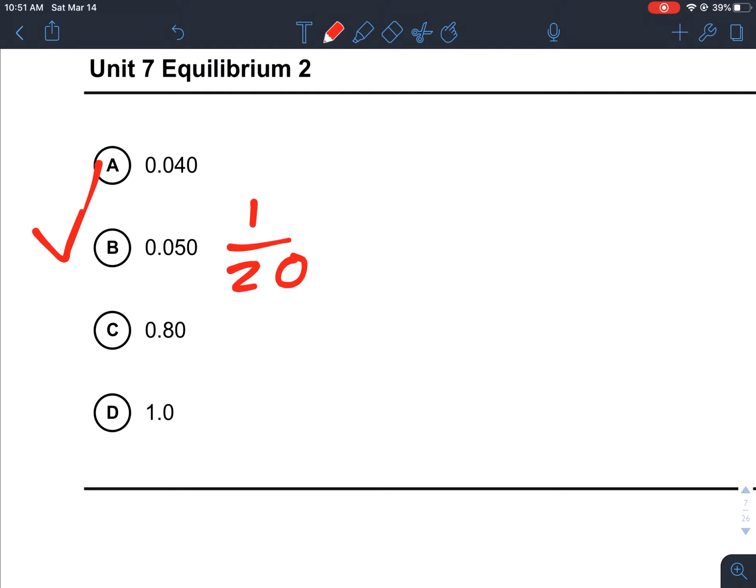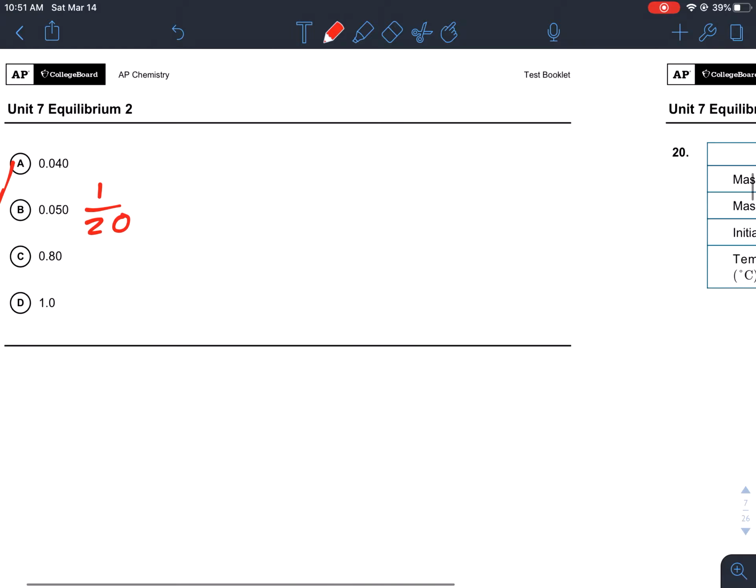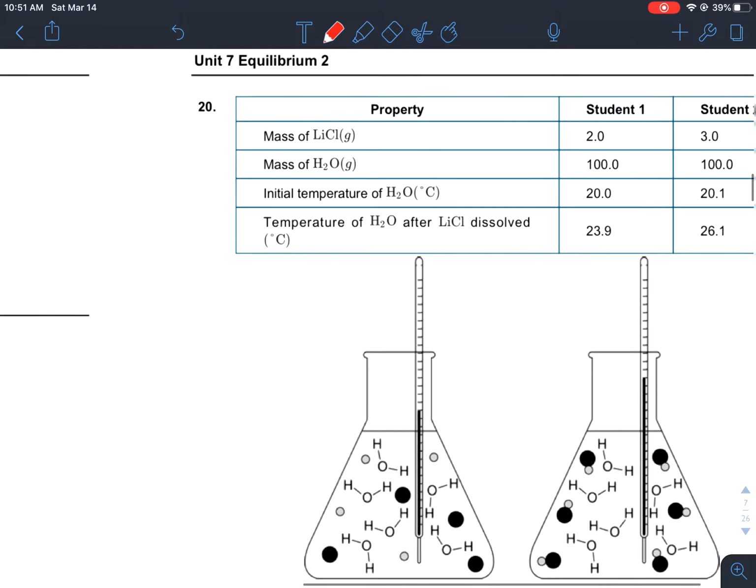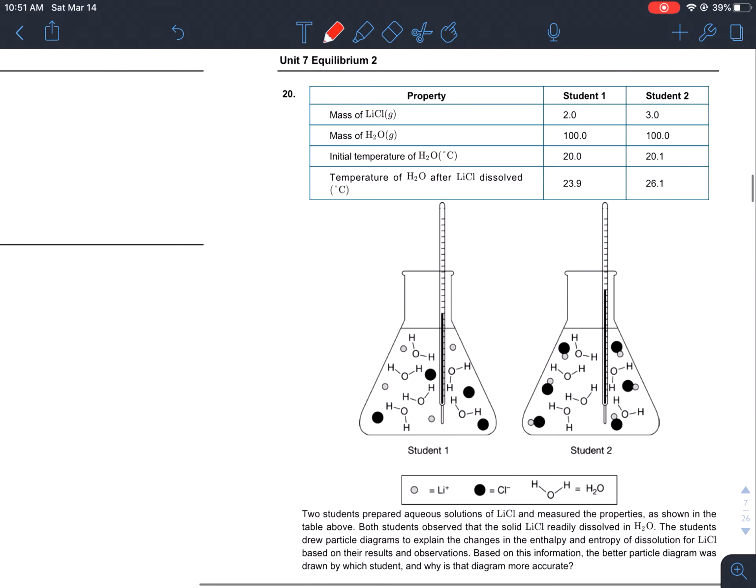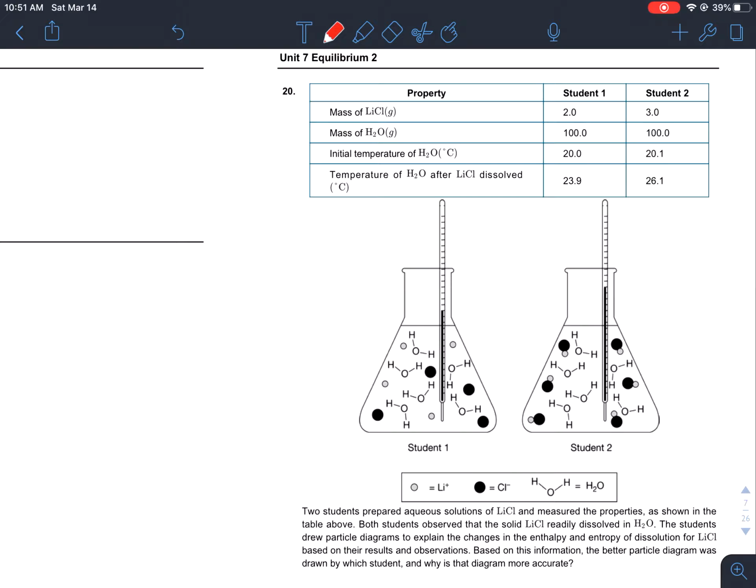Okay. All right. Let's go to 20. I'm going to be honest. When you take a test like this and you see a question this long with all those words, you're just like, what is going on? It's kind of scary. And honestly, these are sometimes the easiest questions.